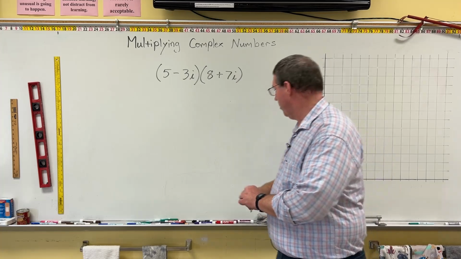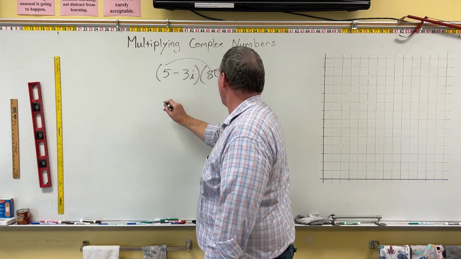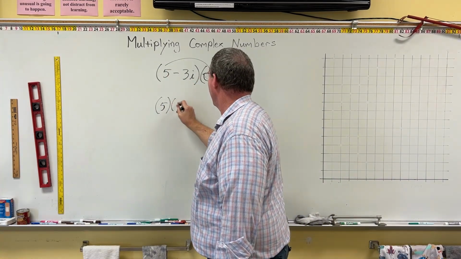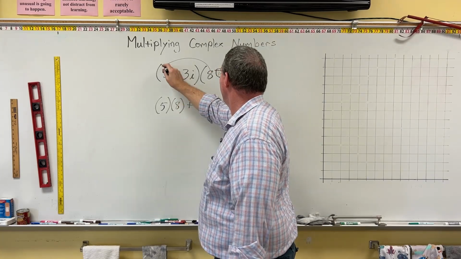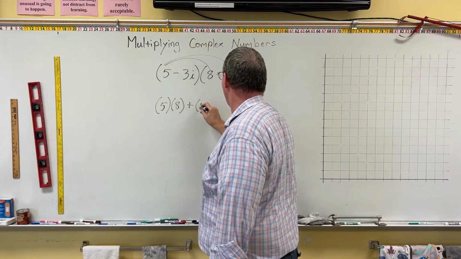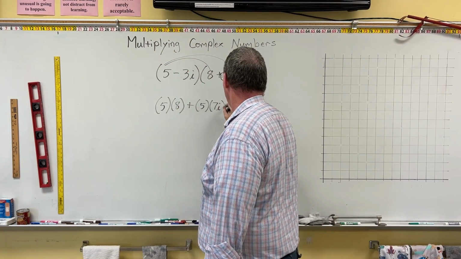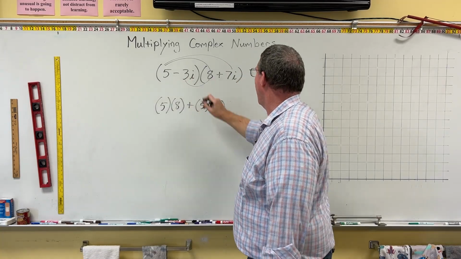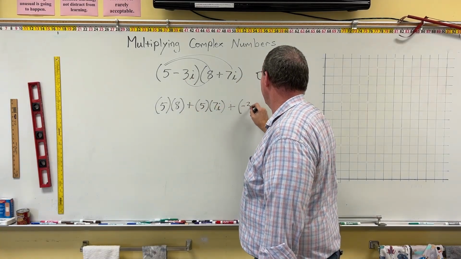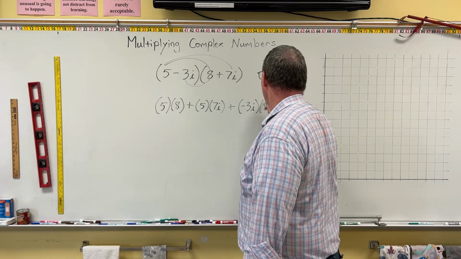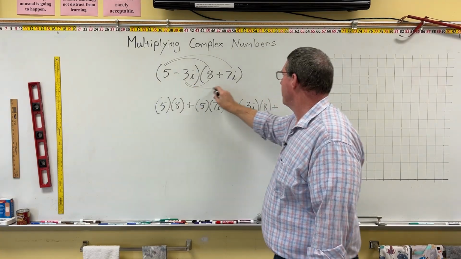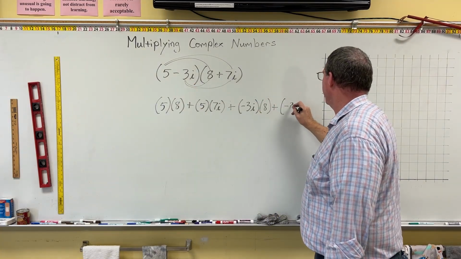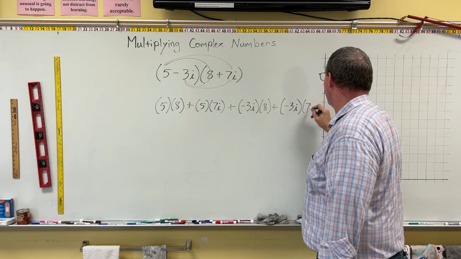All right, so what I'm going to do is, I'm going to do 5 times 8, plus 5 times 7i, plus negative 3i times 8, plus negative 3i times 7i.